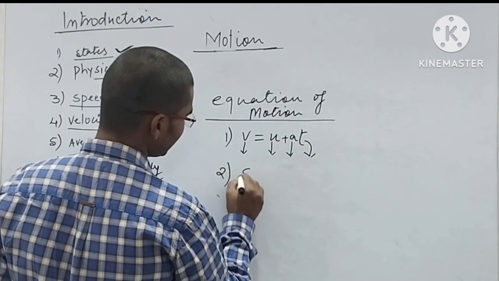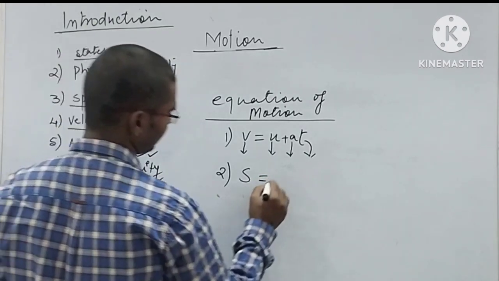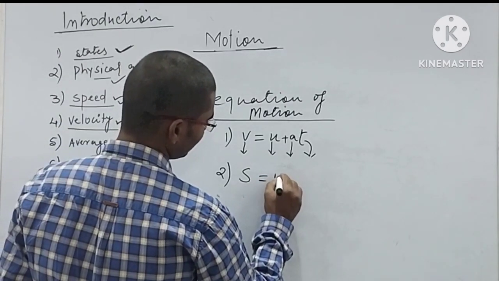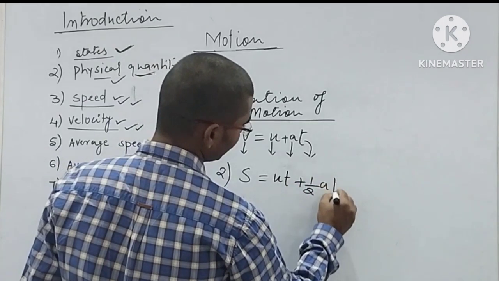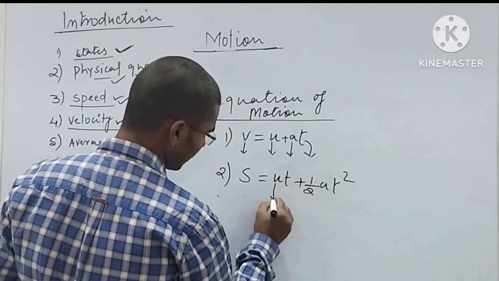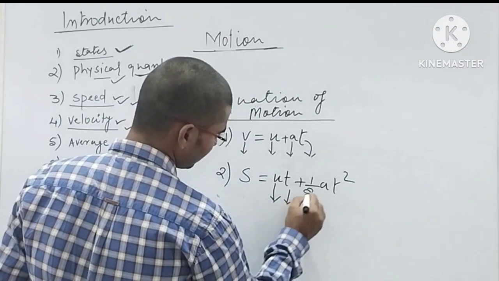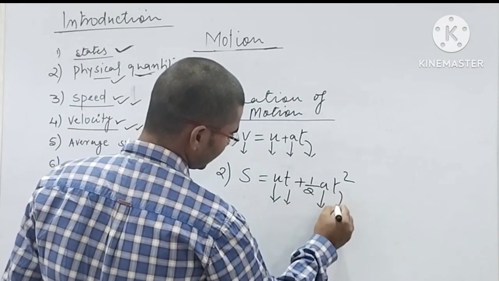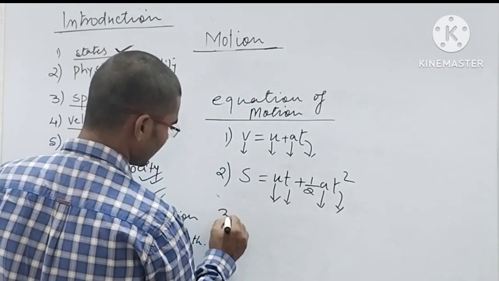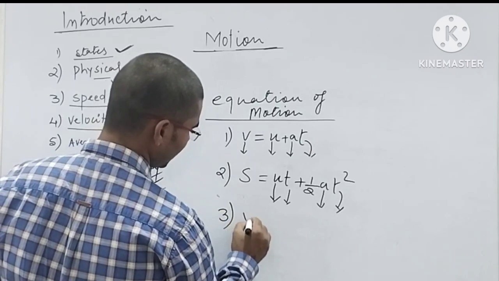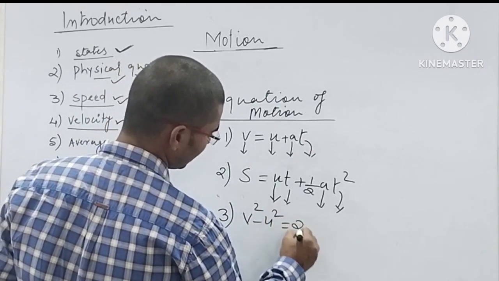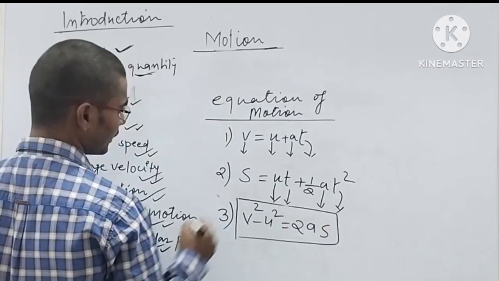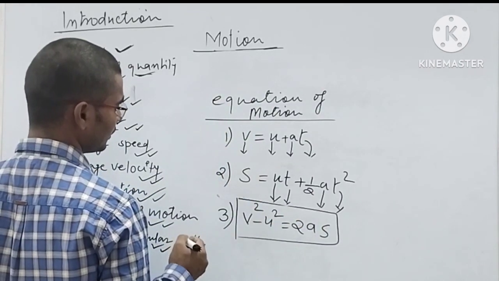Second, s is distance or displacement. s is equal to ut plus half at square. u is the initial velocity, a is acceleration and t is time. Now third, v square minus u square equal to 2as. These are the equations of motion.